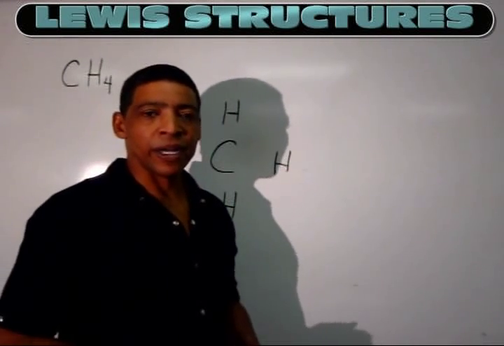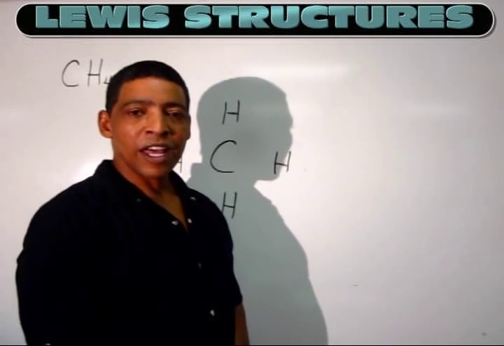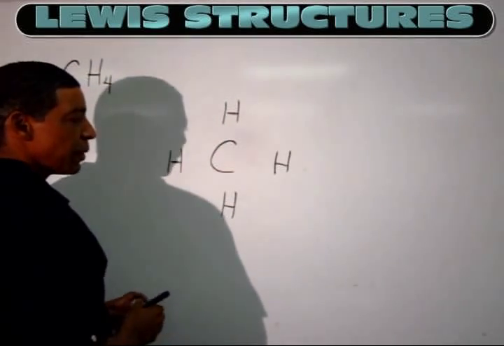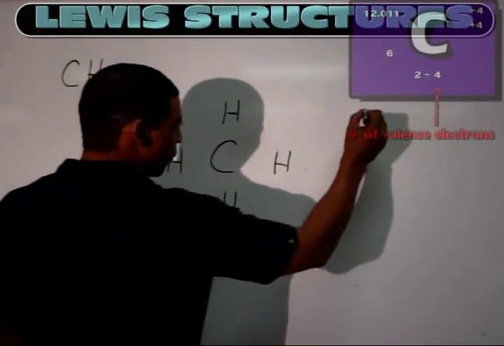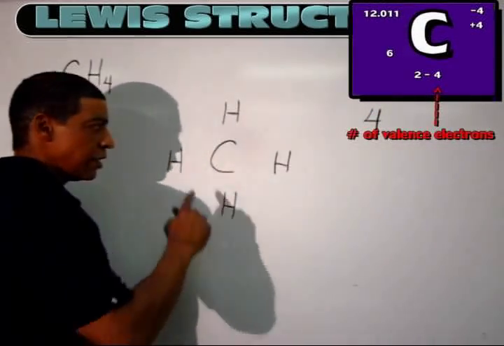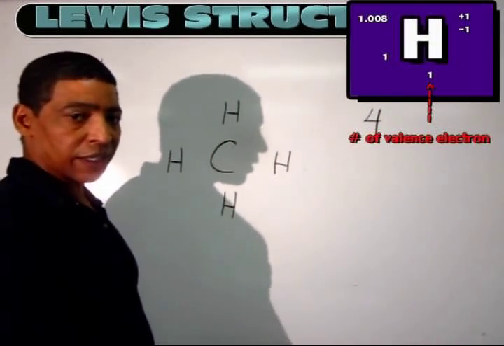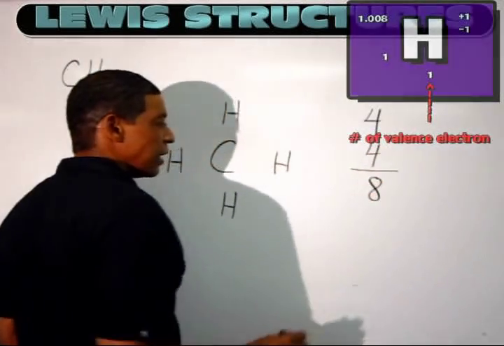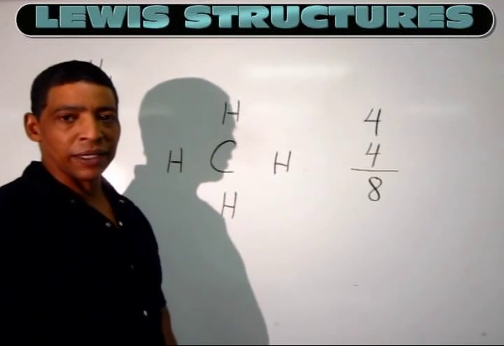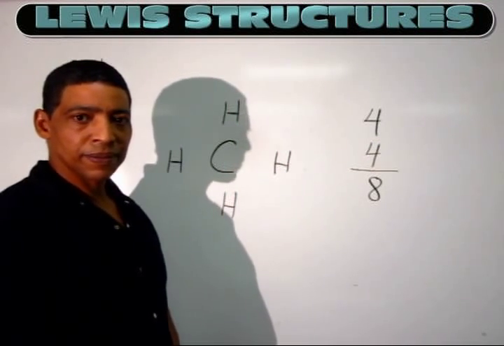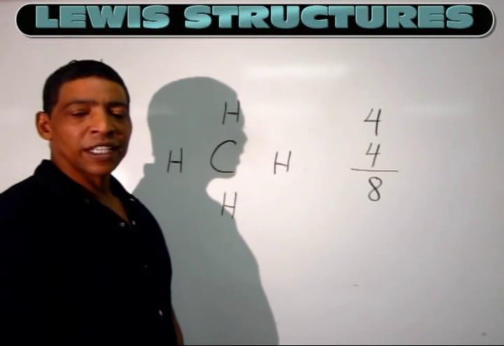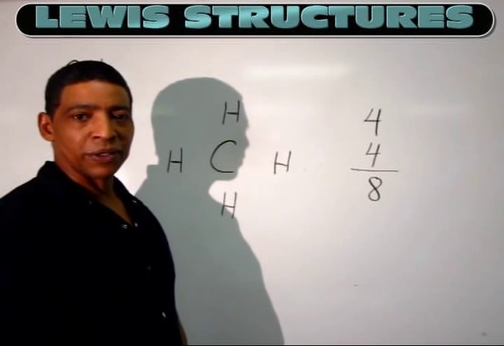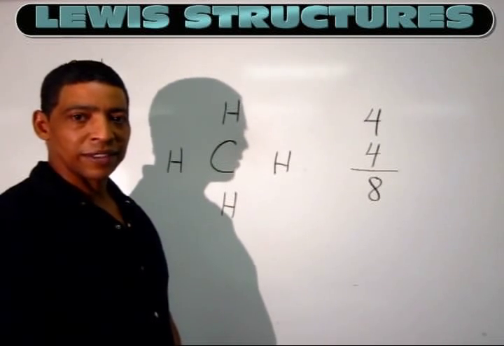Now, using our periodic table, we must determine how many valence electrons each atom will possess. From the periodic table, carbon possesses four valence electrons, and each hydrogen will possess one valence electron, for a total of four. This means that eight electrons are available to participate in bonding. Remember, during a chemical reaction, it is the valence electrons that actually participate in the reaction process.